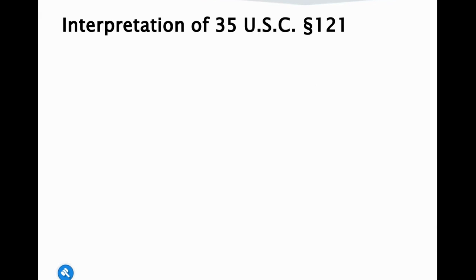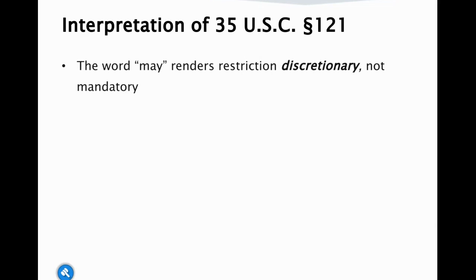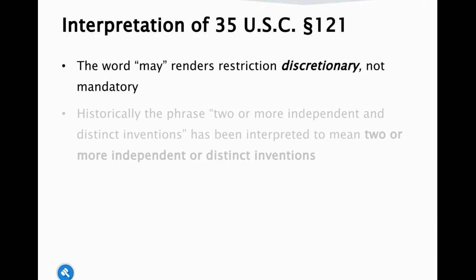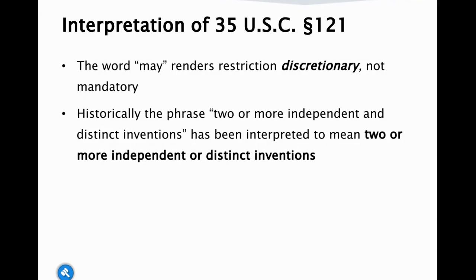35 U.S.C. 121 does not require that a restriction be made, but only indicates that the USPTO may issue a restriction requirement for an application. Therefore, the decision of whether or not a restriction requirement is made is at the discretion of the examiner. While the language of the code indicates that a restriction may be made for independent and distinct inventions, the criteria actually used is independent or distinct inventions.